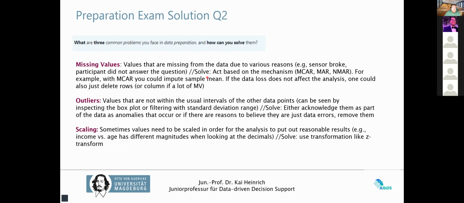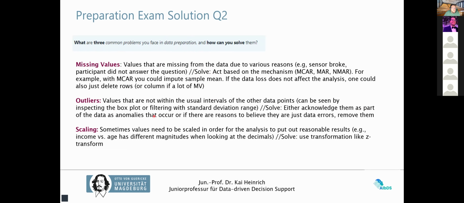Like this can be, you don't have to write essays. You can write one particular thing. How could you solve this? You can also have like, in case of MAR, we could solve it with a certain method, right? So I don't expect you to write all the solutions in here, but just that I know, okay, how can you solve it? Outliers, values that are not within the normal range, solve.